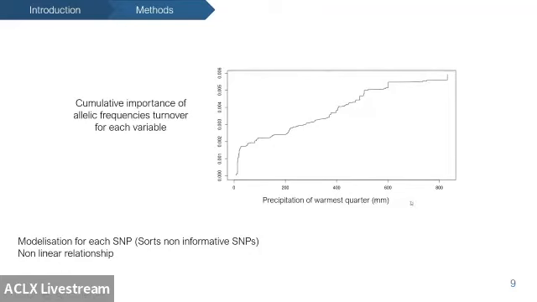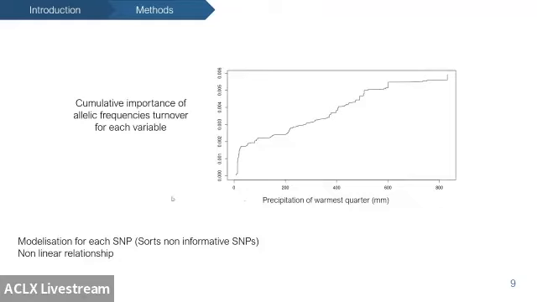So to give you an example, here you have an environmental variable, which is the precipitation of the warmest quarter. And you can see that between 0 and 20 millimeters, the slope increases very sharply. So this means that between those two environmental conditions, there is a lot of allelic frequency change. On the opposite, you can see that between 600 and 800 millimeters, the curve is almost flat, meaning that between those two environmental conditions, the allelic frequencies almost don't change.